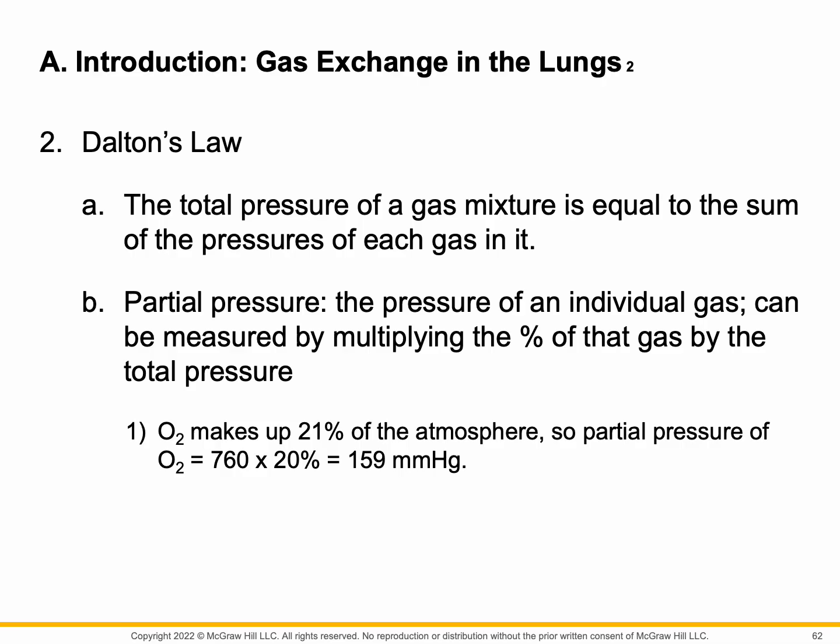And it's important to note that the partial pressure of an individual gas can be measured by multiplying the percent of that gas by the total pressure. So oxygen makes up 21% of the atmosphere, and so partial pressure of oxygen would be equal to 760 times 21%, which is approximately 159 millimeters of mercury.